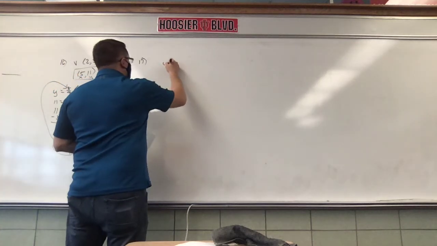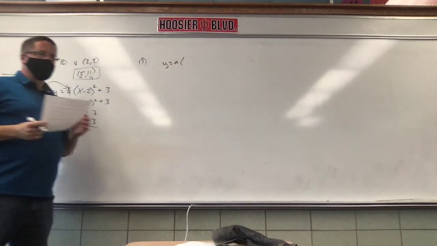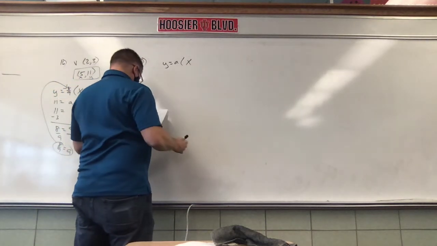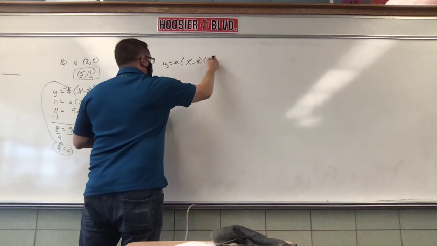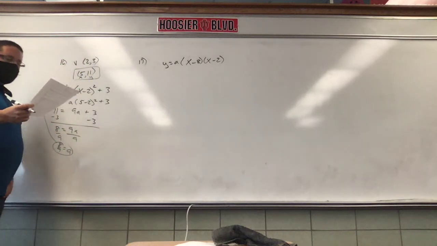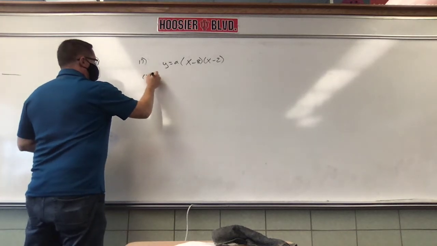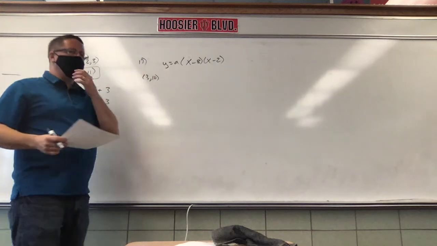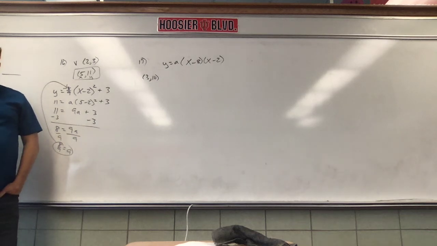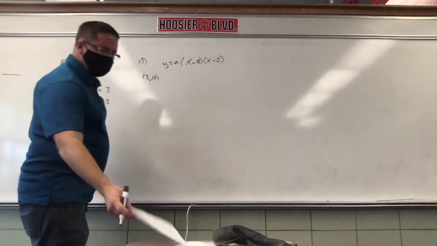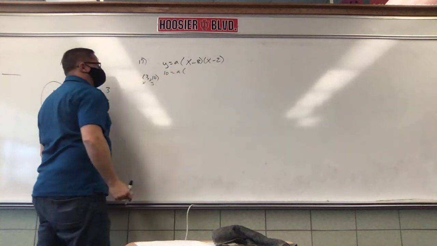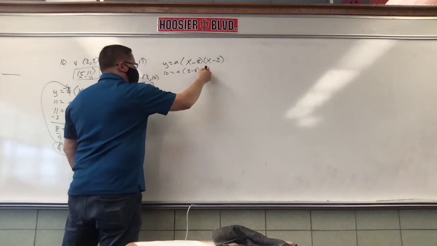So both of them start out with y equals a parenthesis. Now the intercepts are 8 and 2. We're going to write x minus 8, and then x minus 2. But it goes through the point 3, 10. Again, depending on what I plug in for a, my intercepts are not going to change. There'll be different parabolas, but the intercepts are not going to change. So we plug in 3 for x and 10 for y. So 10 equals a times 3 minus 8 times 3 minus 2.